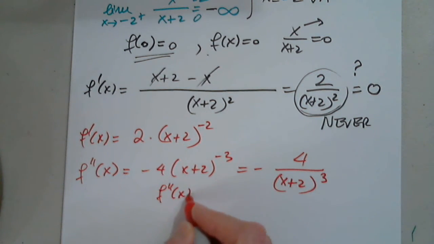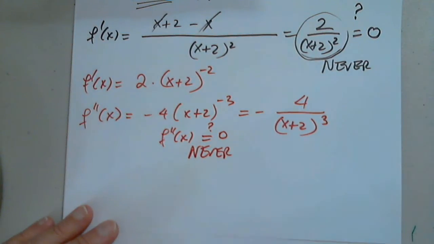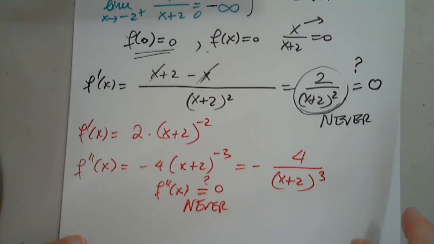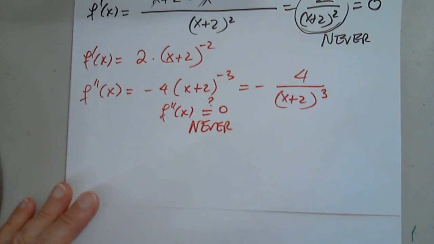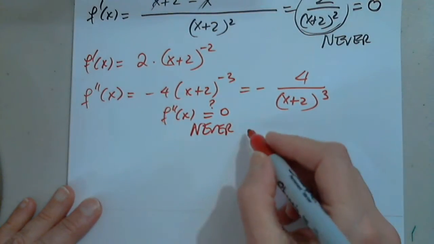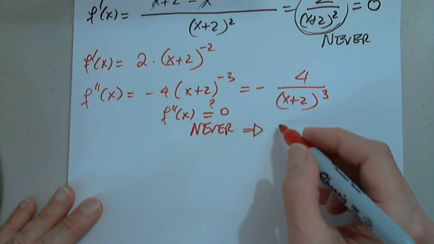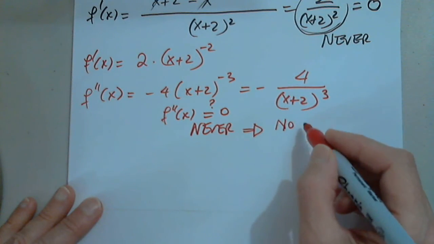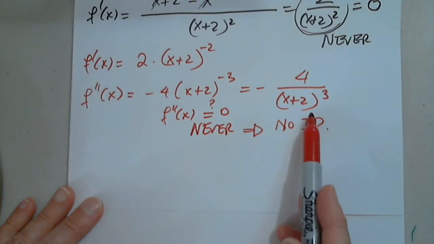Is the second derivative ever 0? No, never. What does that mean? That the function will or will not have an inflection point? It will not, because it will never go negative. Very good. So now, we need to study the sign of this.